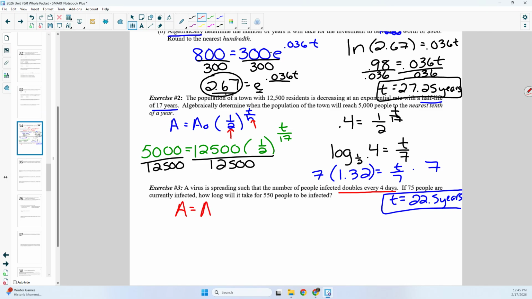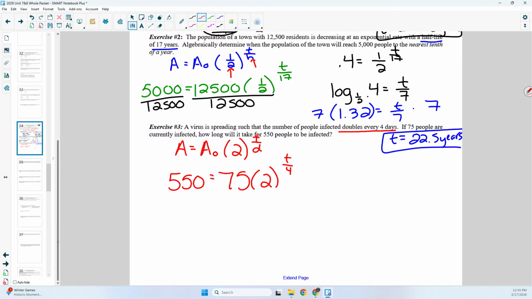I'm going to write out the formula the same as the half-life formula, just so you can see the similarity. So at the end, I want 550. I'm starting with 75, and my doubling time is 4 days. So solving this one, we need to divide, which gives me 7.33.